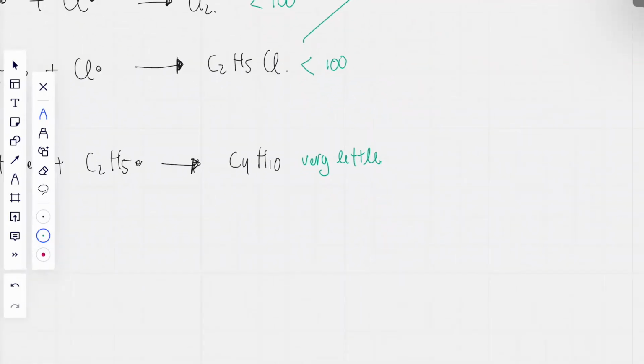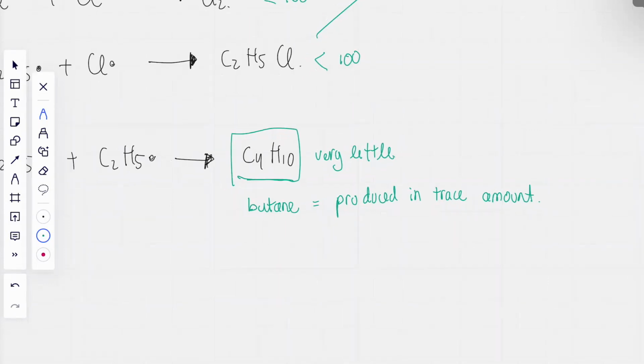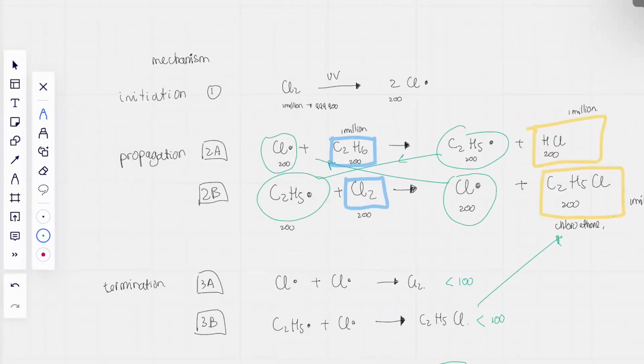So this C4H10, which is butane here, you say that is produced in trace amount. And they will ask in multiple choice. Usually multiple choice, they will ask what substance will be produced in small amount when you are reacting this thing.